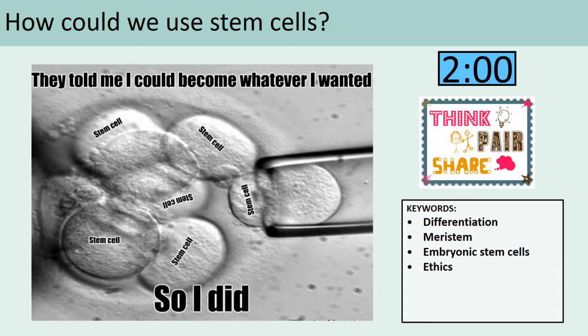Okay, so we've got a picture of some stem cells. So this is from an embryo. Each one of the circles would be a cell. And as we spoke about in last lesson, at the beginning of development, there aren't any differentiated cells. They're all stem cells. Okay, so can you have a go at putting down what you think we could use stem cells for? These cells that could become any type of cell. So pause the video. Have a go at that.